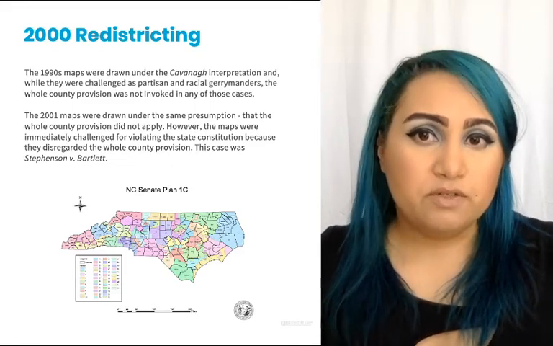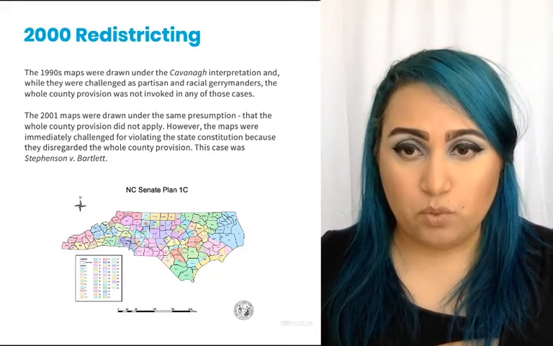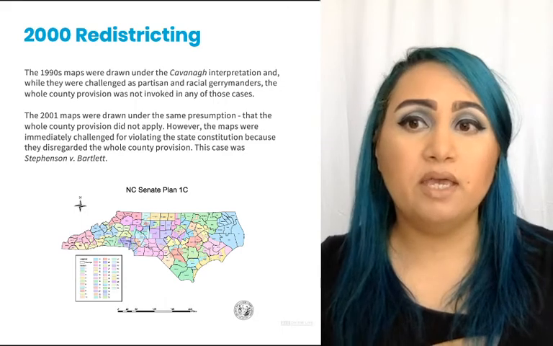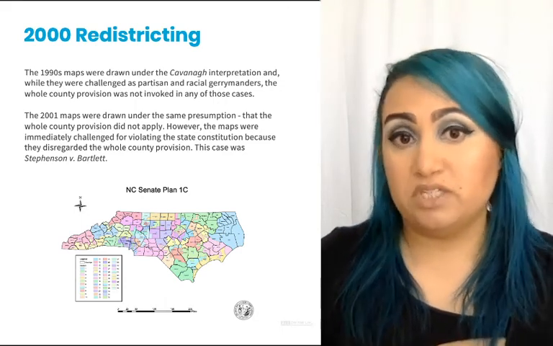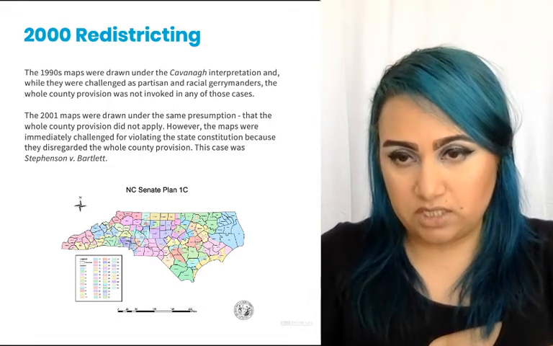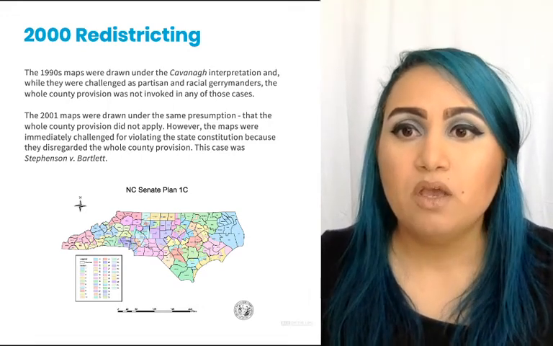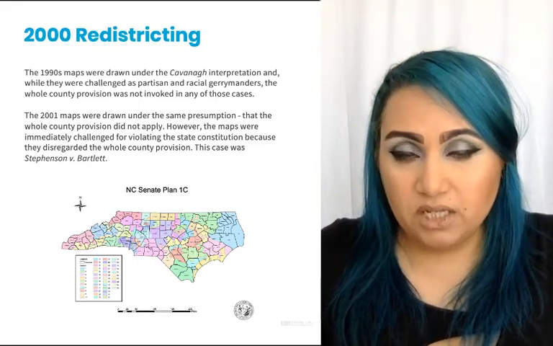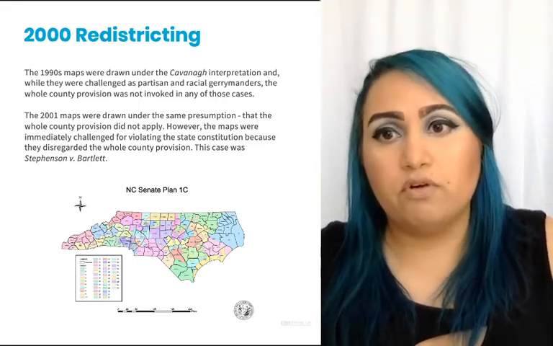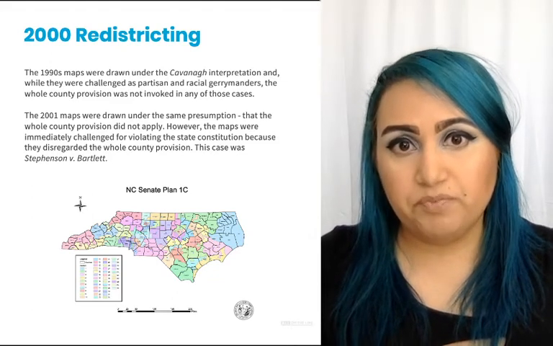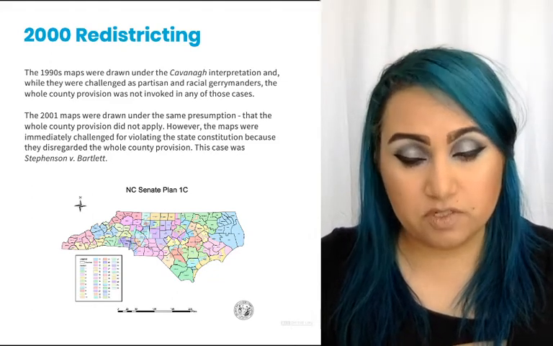So then 2000 rolls around, and in 2001, the maps were basically drawn under the same presumption that Cavanaugh applied and that the whole county provision wasn't a thing anymore. So that's how they do the districts. And here's a Senate plan that was drawn under that. However, the maps were immediately challenged in state court for violating the state constitution because they disregarded the whole county provision. And that case is Stephenson versus Bartlett.